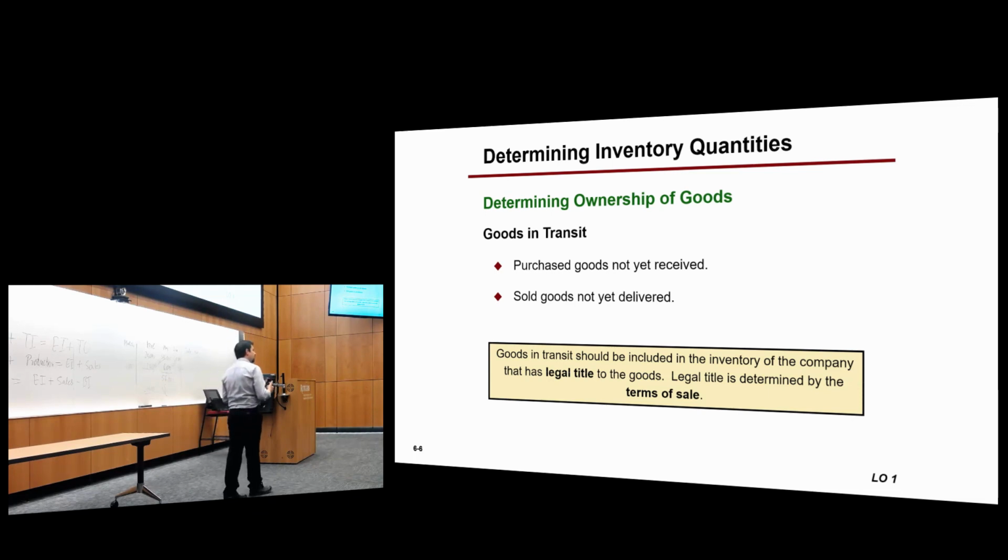So remember that the goods in transit are the goods that either were purchased, but the company hasn't received yet, or goods that the company sold but they have not delivered yet.